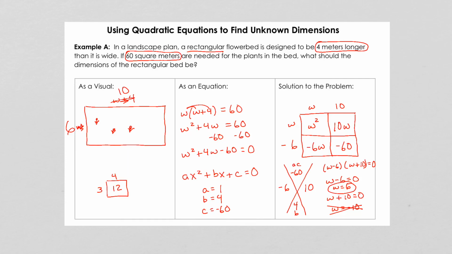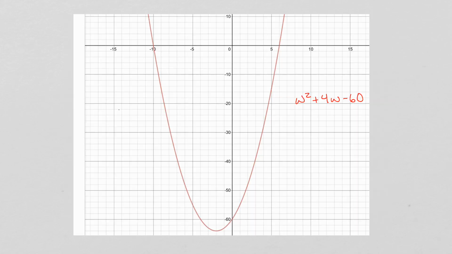And just to make the final connection, I used Desmos to graph w squared plus 4w minus 60, the equation we just used to find those dimensions. And look what happens. Here are our solutions, or x-intercepts, zeros, and they happen to occur at 6 and negative 10. So if they had given us a graph of this function to begin with, we could have looked to see what the x-intercepts are from the graph itself.